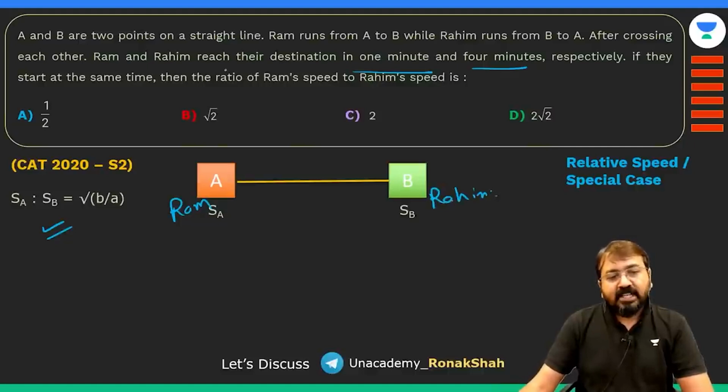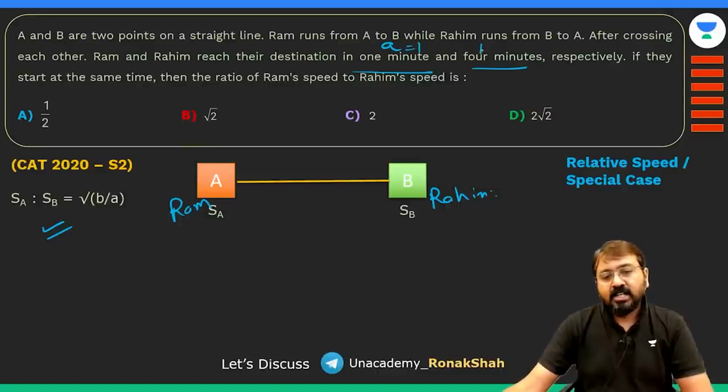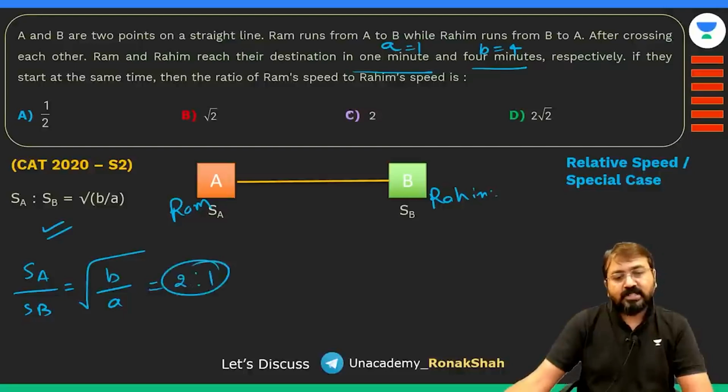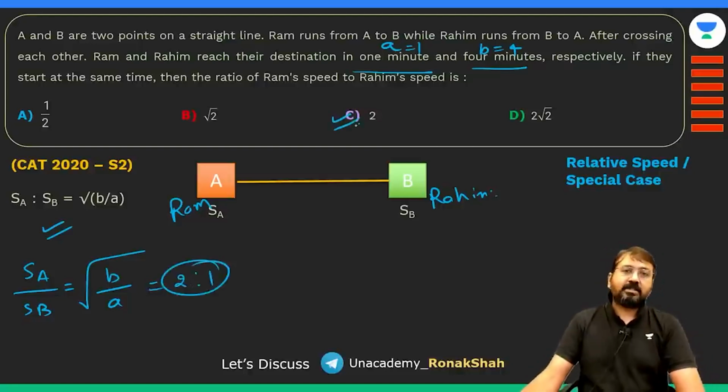So after meeting, Ram and Rahim reach the destination in 1 minute and 4 minutes respectively. So this is your A equal to 1 and B equal to 4. We need to find the ratio of speed of Ram to Rahim. So SA upon SB should be equal to square root of B by A. So I can say this is going to be 2:1, or you can say 2. So you can tick mark option C.